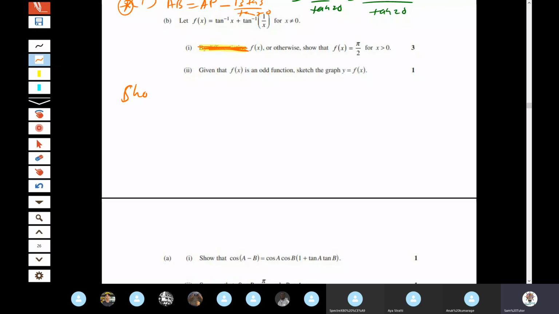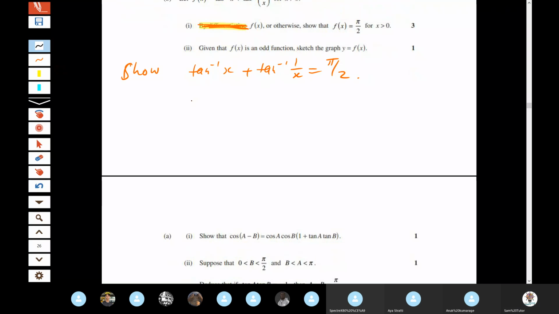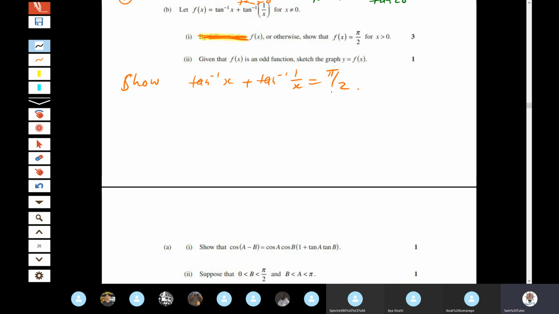So pretty much, in other words, show inverse tan of x plus inverse tan 1 on x equals pi on 2. Can we help each other out? What's our first step? Show inverse tan x plus inverse tan 1 on x equals pi on 2. What should be our first step when we're doing these? Come on, I feel like you should know it. What's your first step?